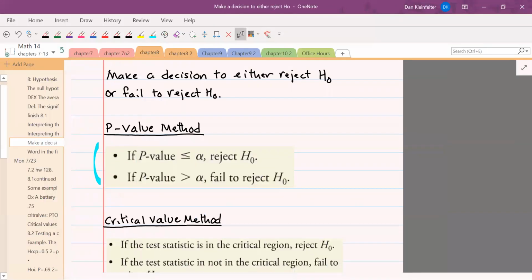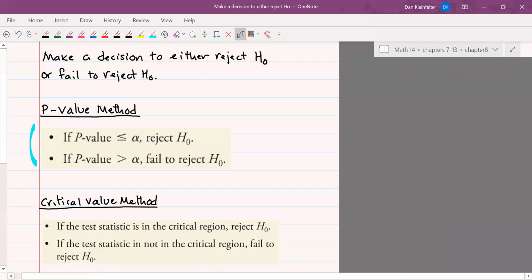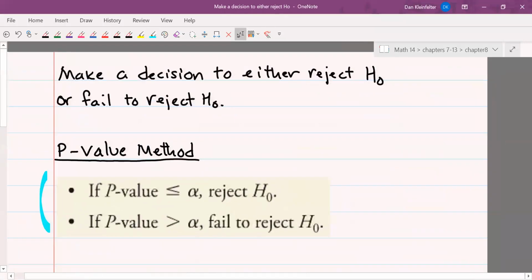Okay, once you've done all of that, then it's time to make a decision. For the p-value method, if the p-value is less than or equal to alpha, you reject the null hypothesis. If the p-value is greater than alpha, you fail to reject the null hypothesis. And what that means is the p-value is derived from our sample data and is basically the probability of us getting a sample like we did, given that the null hypothesis is true.